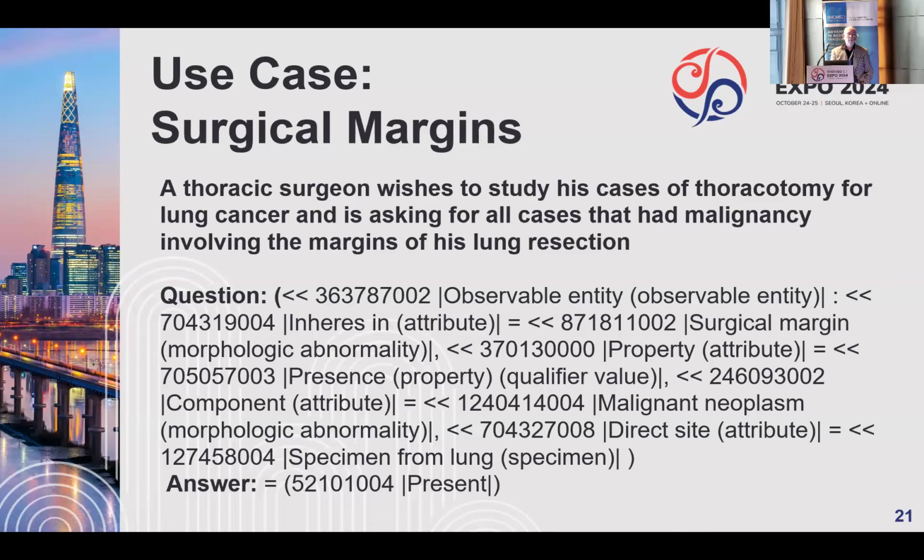The question that we particularly want to use to answer this is basically what we saw there, looking at the margins, property of presence, component of malignant neoplasm, but a direct site of a specimen from the lung. So that'll narrow that bigger list down just to those that were done on lung specimens.